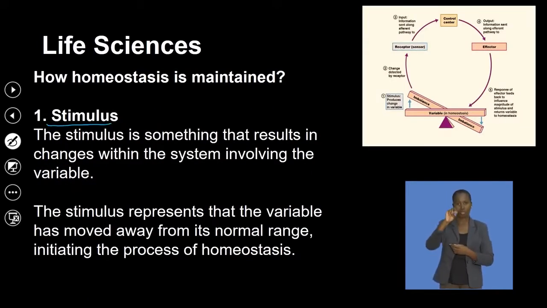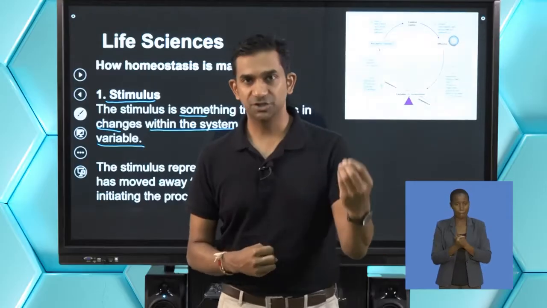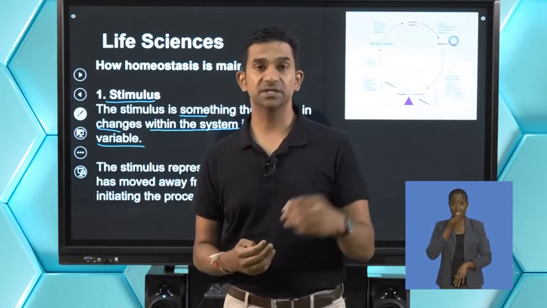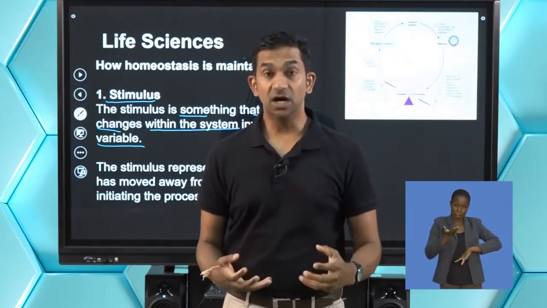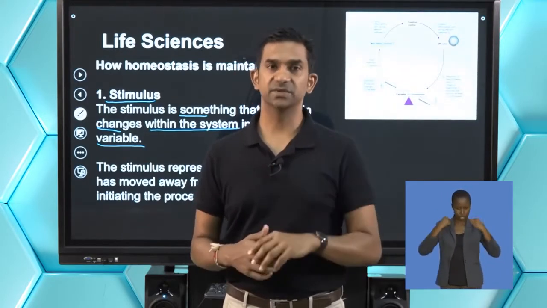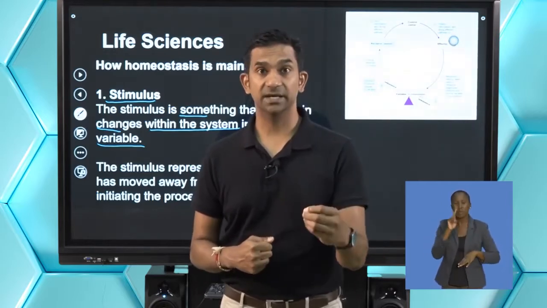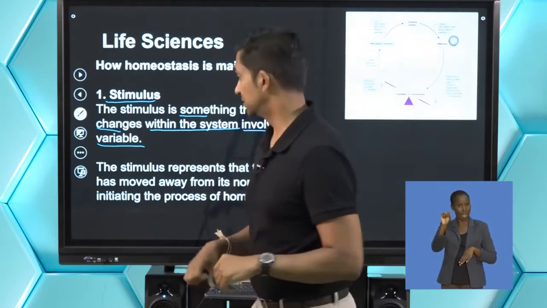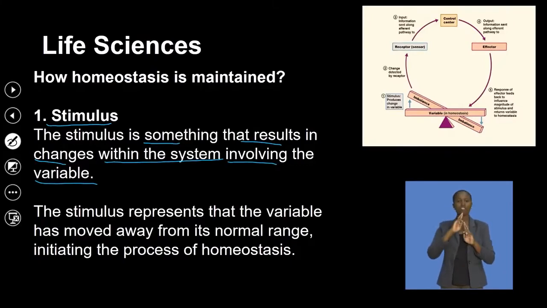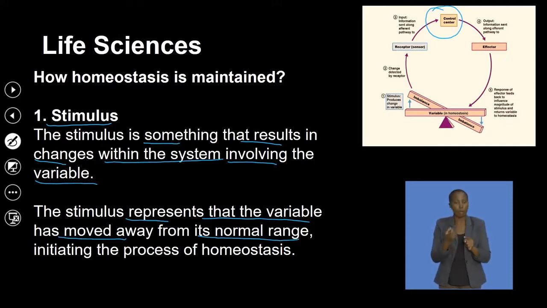So what is a stimulus? A stimulus is something that results in changes within the system involving the variable. If you have a meal and your blood sugar increases, that's a stimulus. If you exercise and your heart rate increases, that's a stimulus. There are various stimuli that the body has to respond to, and these are sent to a control center. The stimulus represents that variable which has moved away from what we call the normal range, initiating a process of homeostasis.